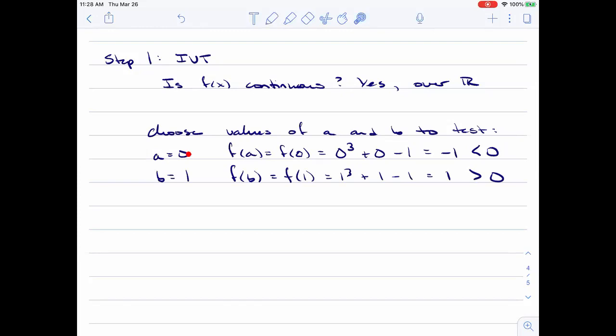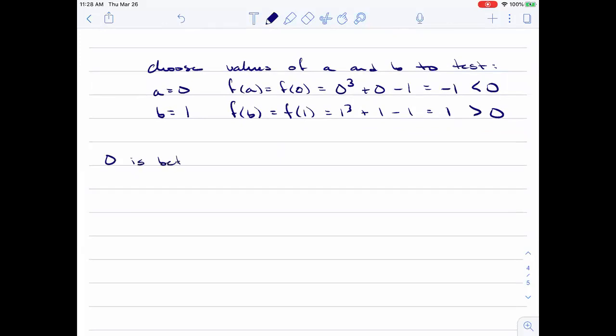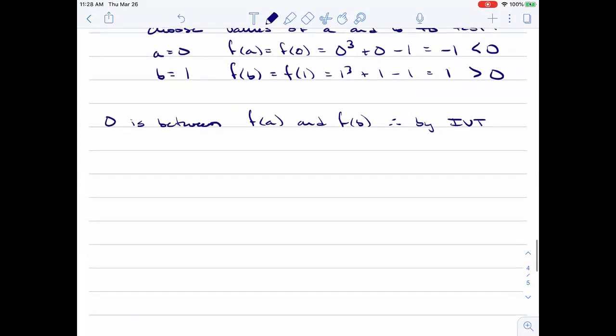So somewhere between 0 and 1, this thing went from negative to positive, and so at some point in between here, it must have crossed 0. So 0 is between f of A and f of B. Therefore, by the intermediate value theorem, IVT, there is a value C in the interval 0, 1, where f of C equals 0.